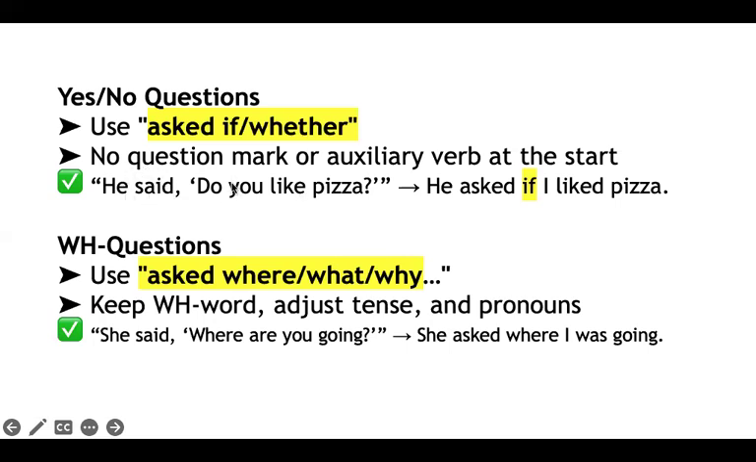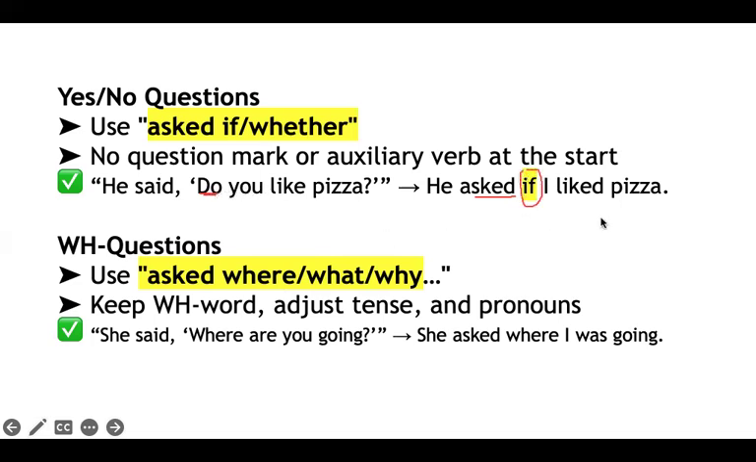We just add if or whether. The first change, which most students forget and is very important, is that you change the reporting verb to asked. First change is that. Then you remove the commas, and then you add if or whether. If it's beginning with an auxiliary, not a question word like where, what, why, but an auxiliary like do, have, is, am, are, any auxiliary that starts a question, you will place if.